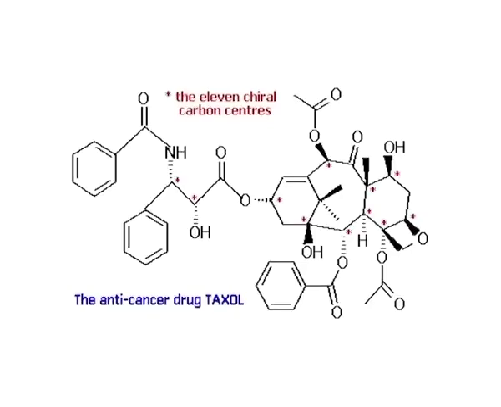Now we have Taxol as a second example. It has 11 stereogenic centers. It is an anti-cancer agent active against ovarian, breast, and some lung tumors. Now, all chiral centers are stereogenic, but stereogenic centers are not necessarily chiral centers.